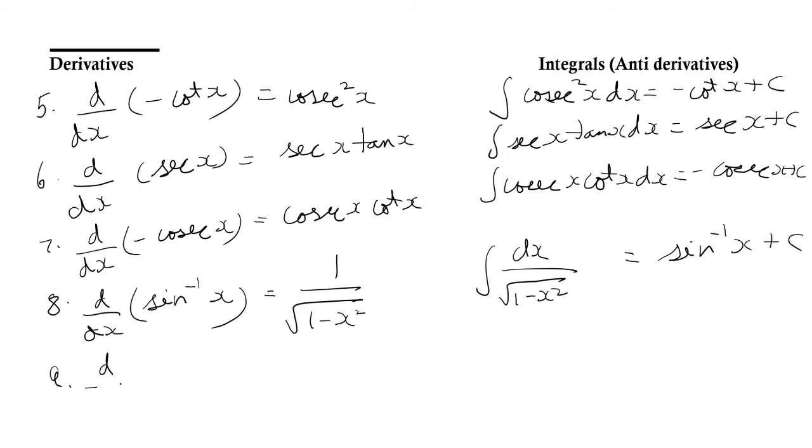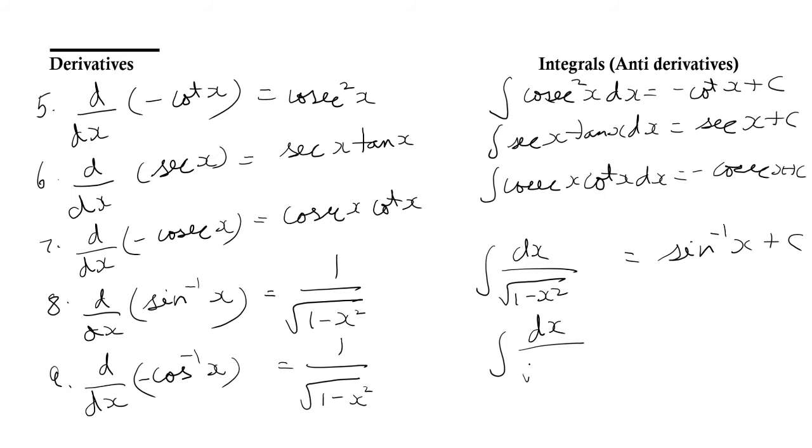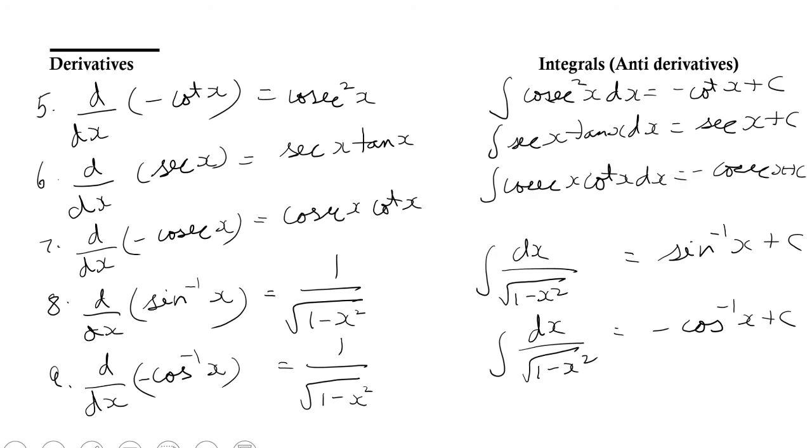Next one is d by dx of minus cos inverse x is equal to 1 by square root of 1 minus x square. So integral dx by square root of 1 minus x square is equal to minus cos inverse x plus c. We will continue.